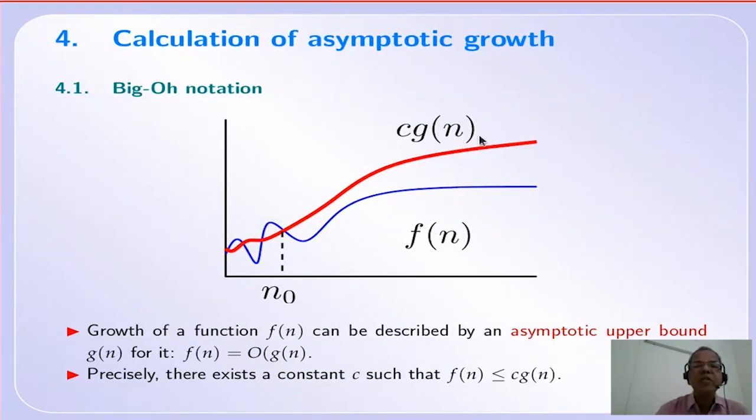Even this need not always be true. For example, look here, in these areas, constant times g of n is below f of n. C times g of n is below f of n in this area.